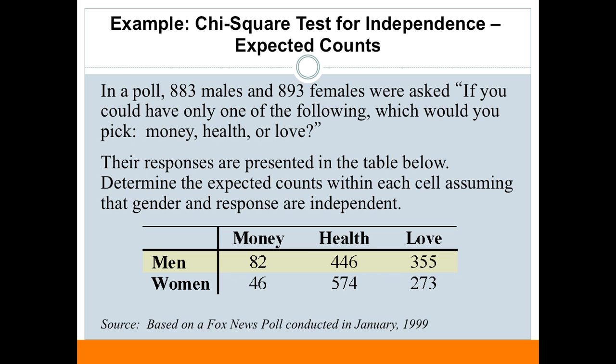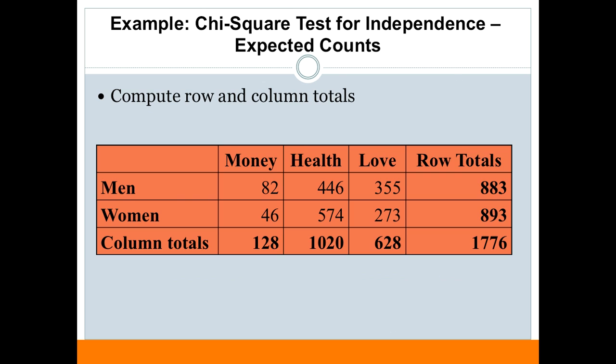So let's take a look at this example here. In a poll of 883 males and 893 females, they were asked, if you could have only one of the following, which would you pick? Money, health, or love? Their responses are presented in the table below, and we want to determine the expected counts within each cell if gender and response were actually independent. So really what we're doing is using the multiplication rule of independence in order to calculate our probabilities.